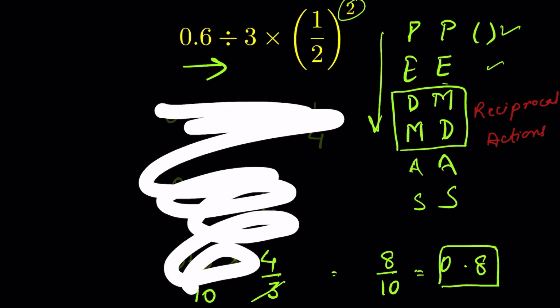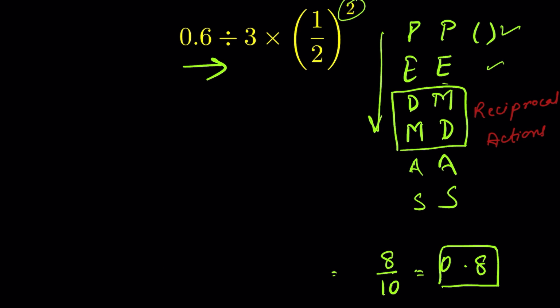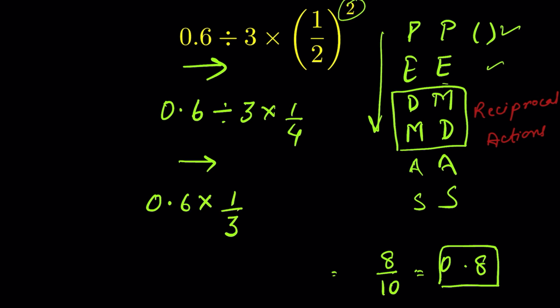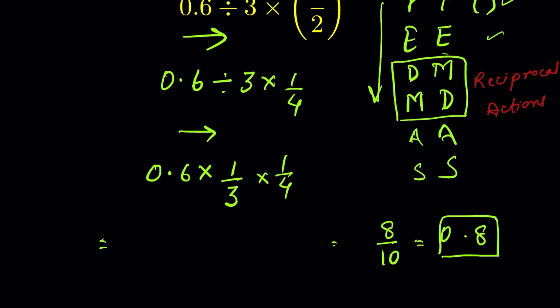So you see here, we will first do this exponent part. So it will be 0.6 divided by 3 times 1/4. Now from left to right, it's division first. So it will be 0.6 times 1/3. Okay. Then 1/4. So it is 0.6/12. We can remove the decimal here, so it becomes 6/120.